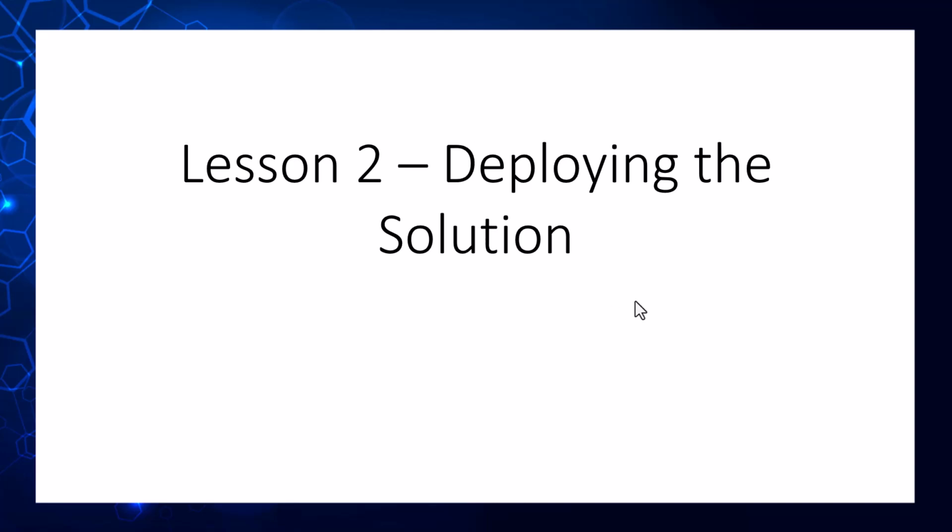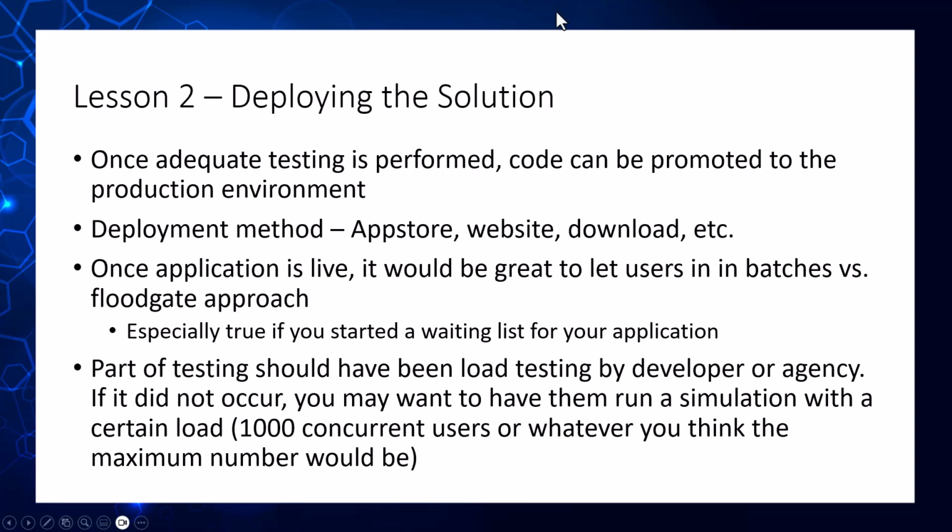Next, let's talk about deployment. So once you've performed adequate testing and you feel comfortable and the team feels comfortable that everything's been tested as thoroughly as possible, your code can be promoted to a production environment. We typically refer to this as going live. And your production environment is the environment that will be used for user interaction.